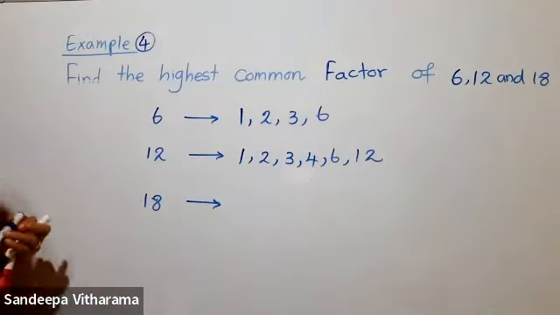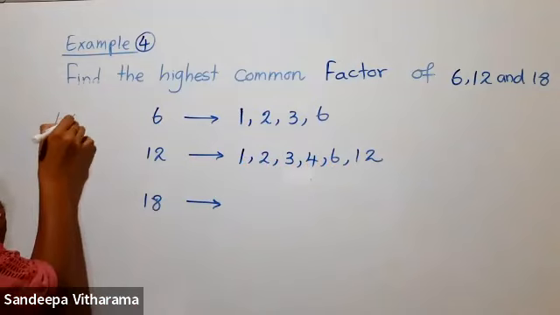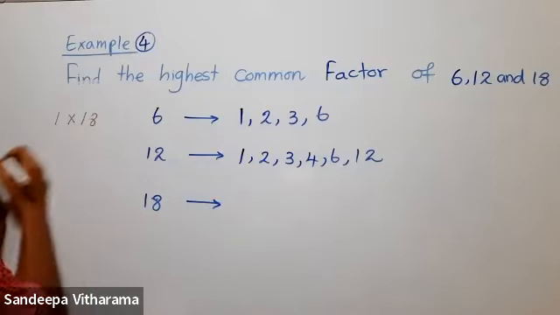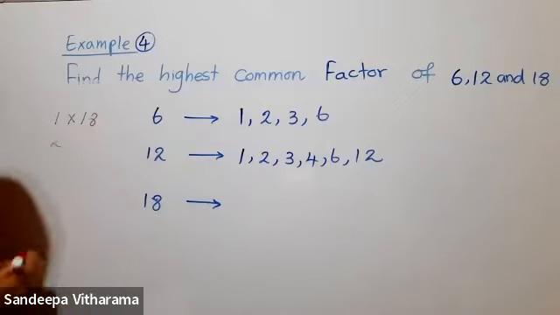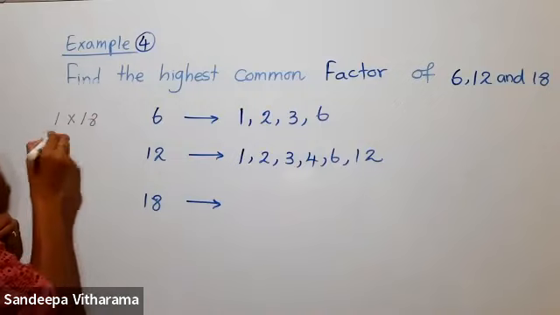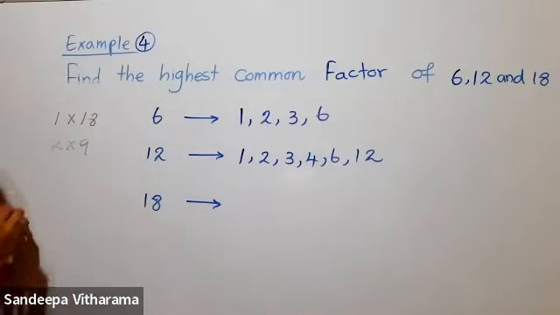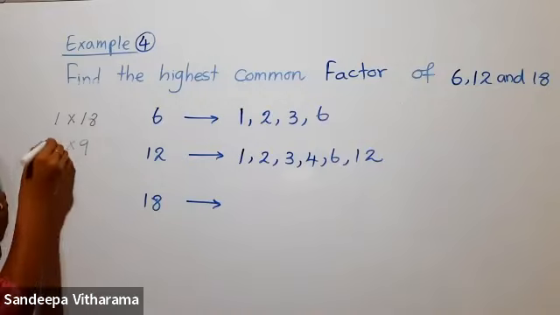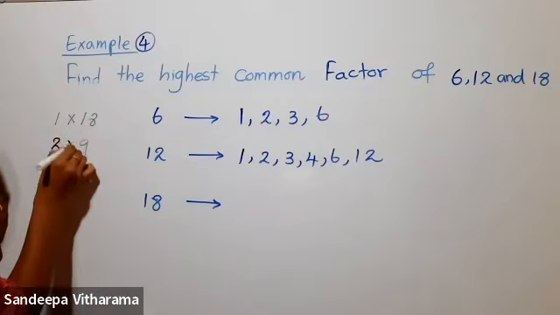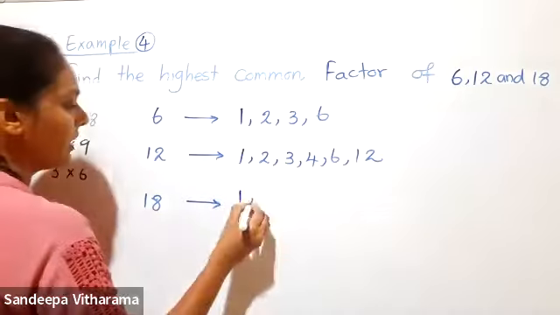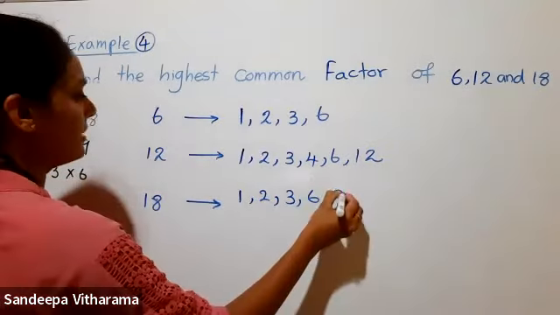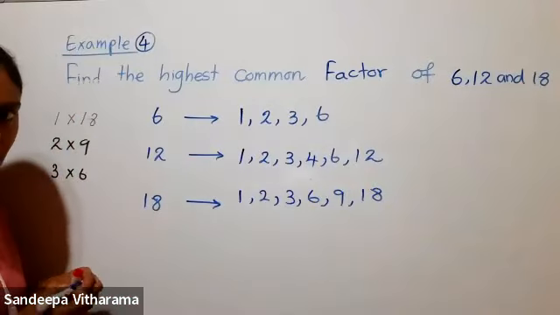Then 18. 18 can be obtained by 1 times 18. Yes. What is? Come on. 2 times? 2 times 9. What is? 6 times 3. Okay. Or 3 times 6. These are the ways that we can obtain 18. So we can write 1, 2, 3, 6, 9, 18. These are the factors of 18.